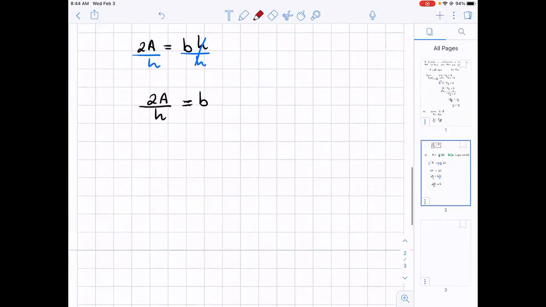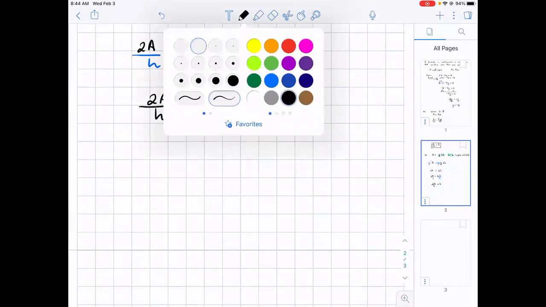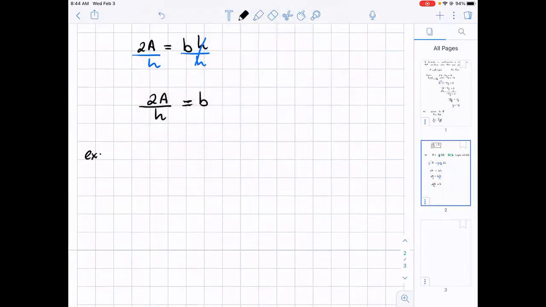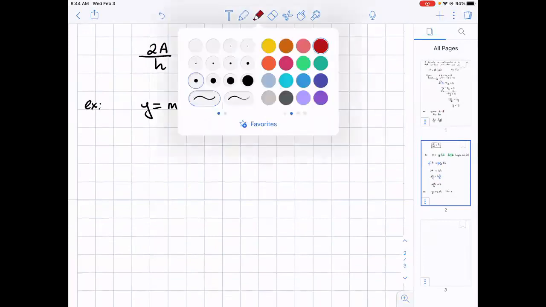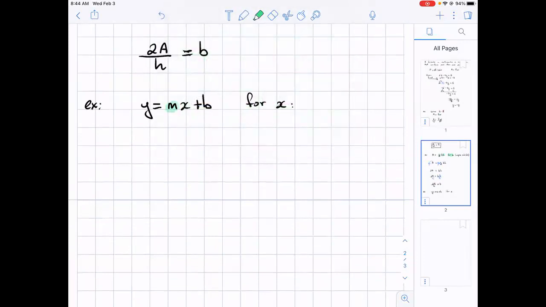Now, here's another example of a formula that you are well aware of. Example, y is equal to mx plus b. You should know what that formula is. That is the formula for a linear equation, right? Now, if I want to solve this for x, meaning leave x by itself, what do we move first? Here, notice we have to move the m, we have to move the plus b.